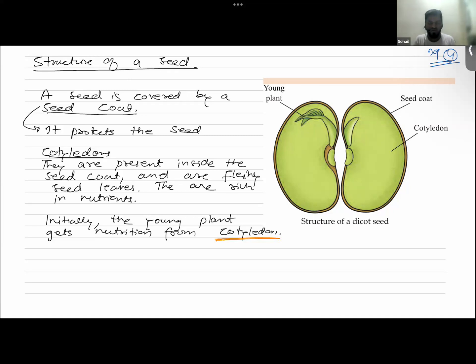Okay, just let me read it out if you have problem in understanding. A seed is covered by a seed coat. That is the first line. It protects the seed. Now, cotyledons, they are present inside the seed coat and are fleshy seed leaves. They are rich in nutrients. Initially, the young plants get nutrition from cotyledons.